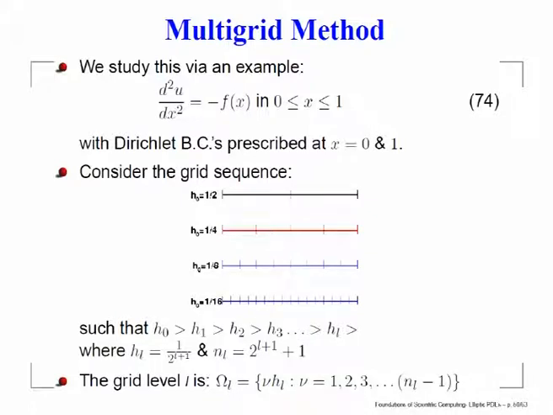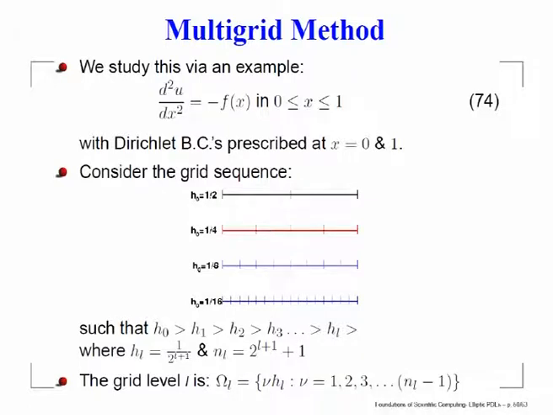There is a typing mistake. So this should be H1, H2, H3. So we take the sequence of grids such that the spacing has this hierarchy. And the number of points, of course, is given by HL. Let's say it's the Lth level grid we are looking at. The number of points is given by 2 to the power L plus 1, right? That's what we are getting, right? H0, H1. You can see that. And then, of course, the spacing is 1 over 2 to the power L plus 1.